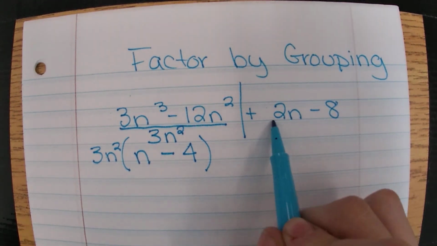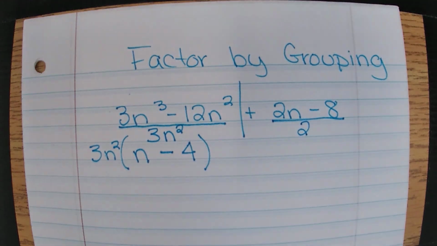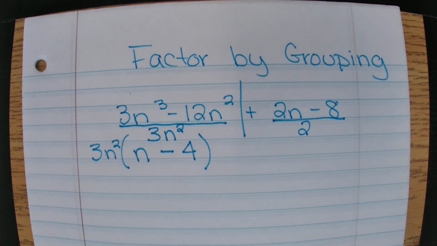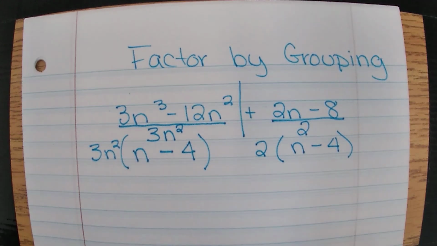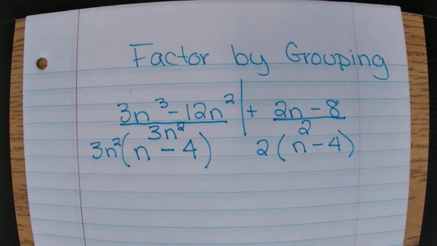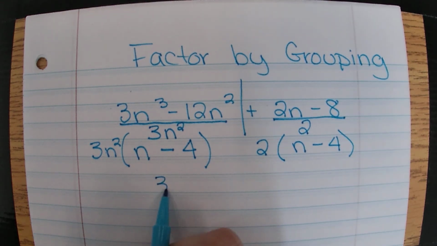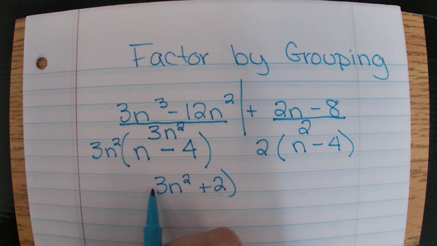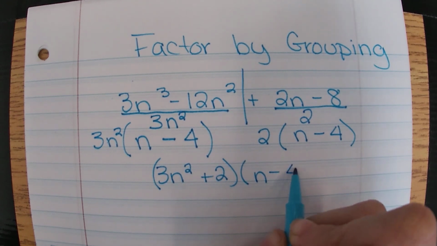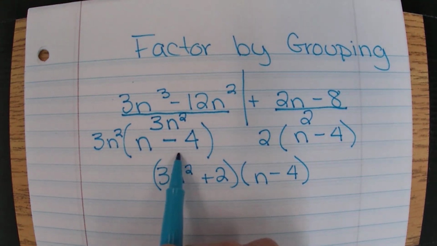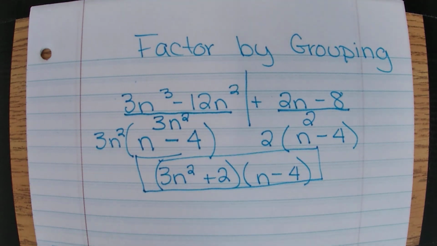We're going to do the same thing on the right-hand side, right? So over here, our GCF is going to be 2. So we'll divide that out, which will leave us with an n minus 4. Everything's still fine. We still match up, no problem. Okay, so we can put our GCFs together, which will give us a 3n squared plus 2 and an n minus 4. So if it's subtractions like that, we're all good, no problem.